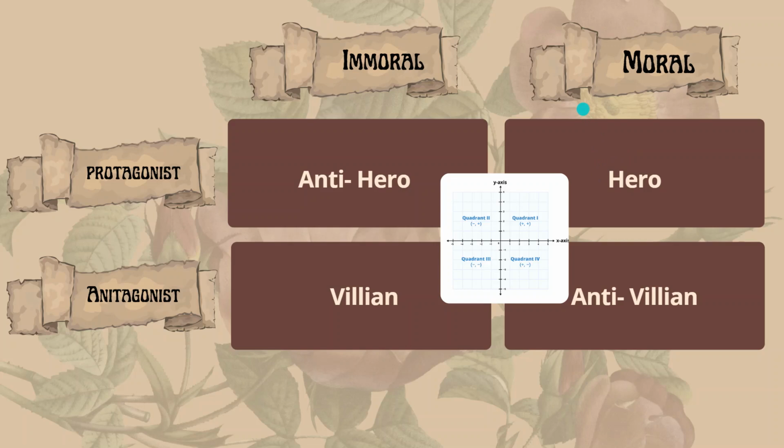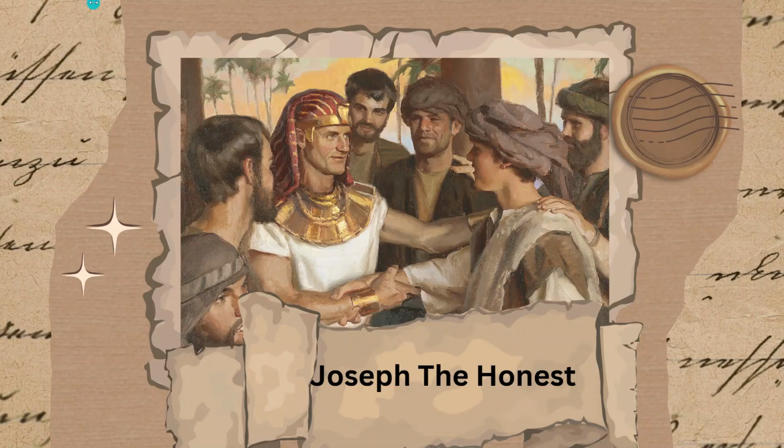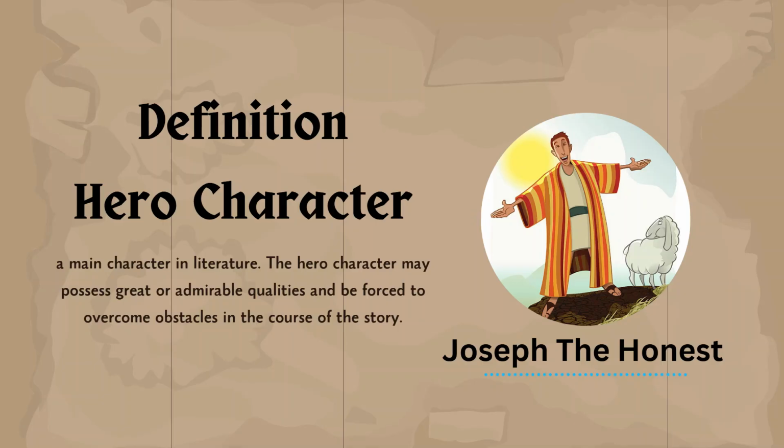I want you to picture this graph or table in front of you. We're going to talk about the story of Joseph in Genesis 37 until the end of the book. Definition of a hero character: a main character in literature who may possess great or admirable qualities and be forced to overcome obstacles in the course of the journey. So basically, a hero is a good guy who has to deal with something bad.